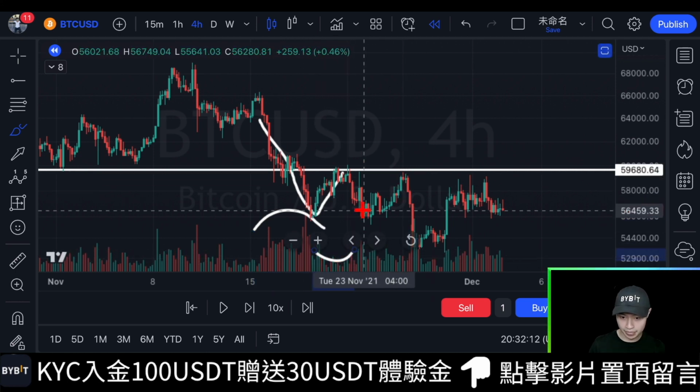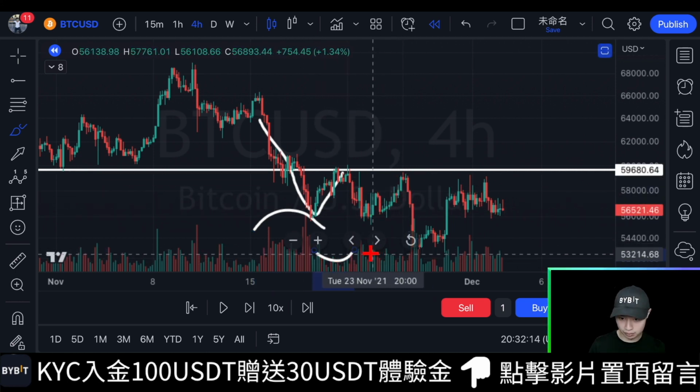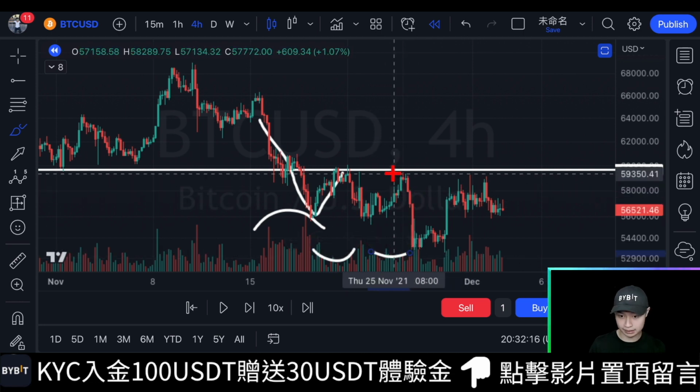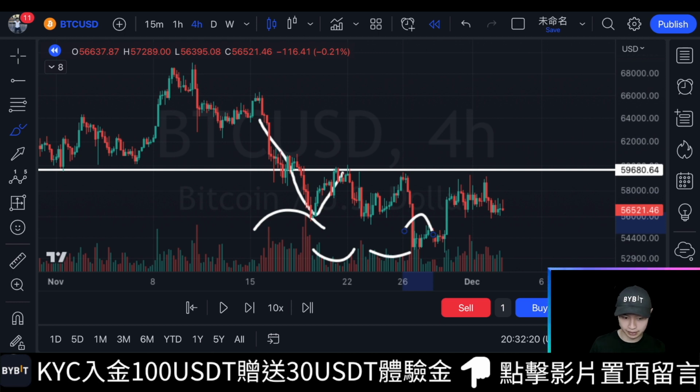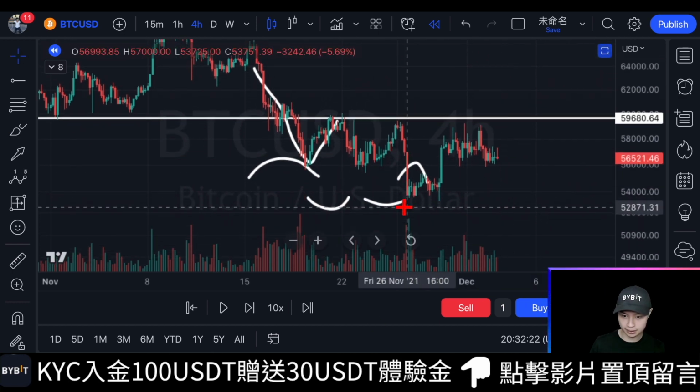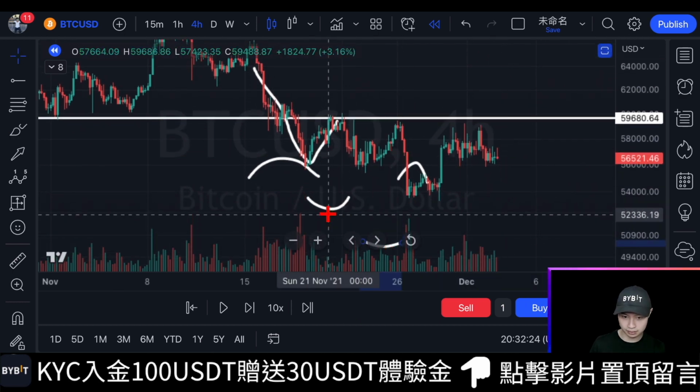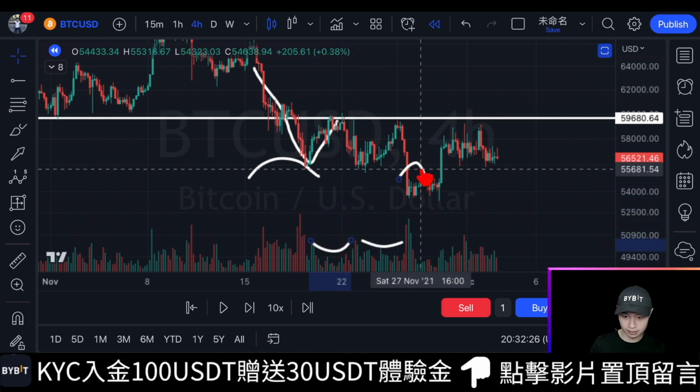Once again, when the price action rebounds, the trading volume shrinks. When the price action falls, there's a surge in trading volume again. You can see how the trading volume progresses.